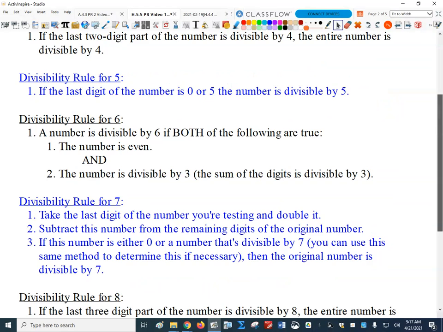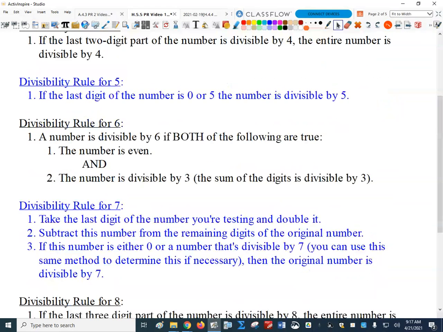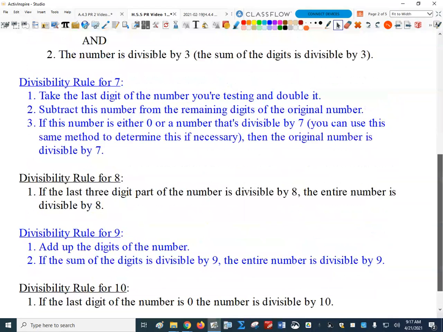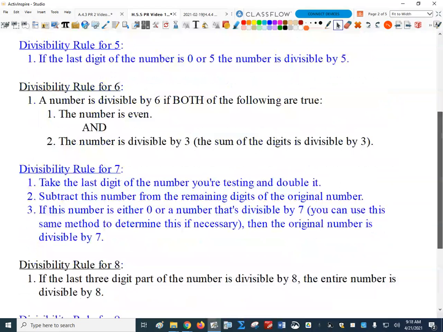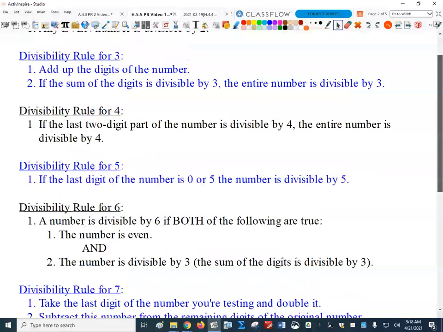So the divisibility rule for 5 is pretty obvious. If it ends in 0 or 5, it's divisible by 5. If it ends in 0, it's divisible by 10. You guys already know all that. How about 6? Well, 6 is a combination of 2 and 3. If the sum of the digits is divisible by 3 and it's even, then it's divisible by 6, right? Everybody get that?